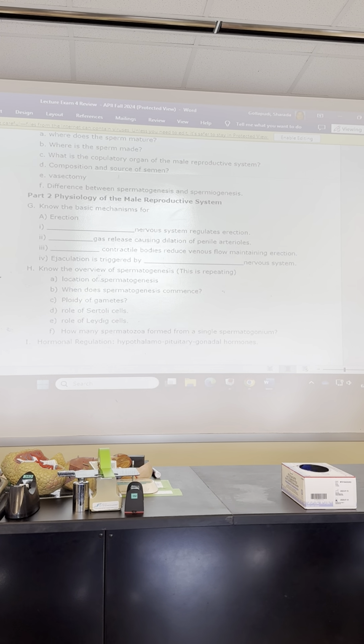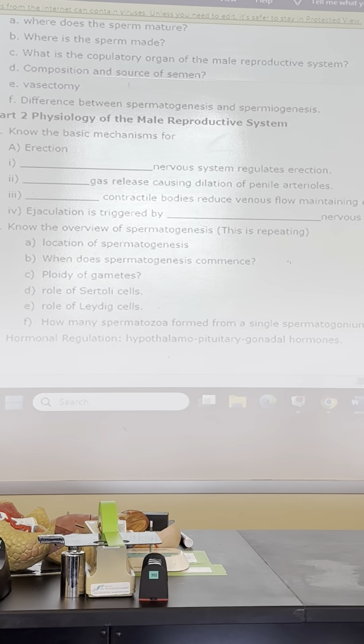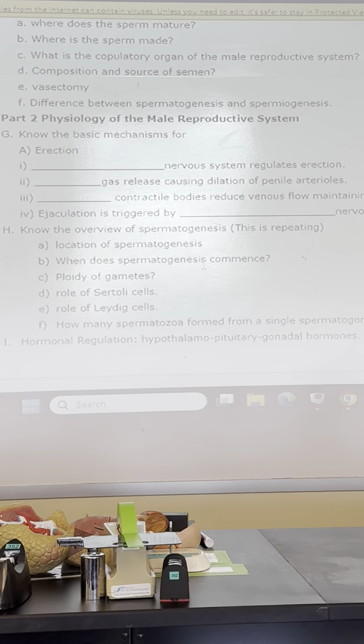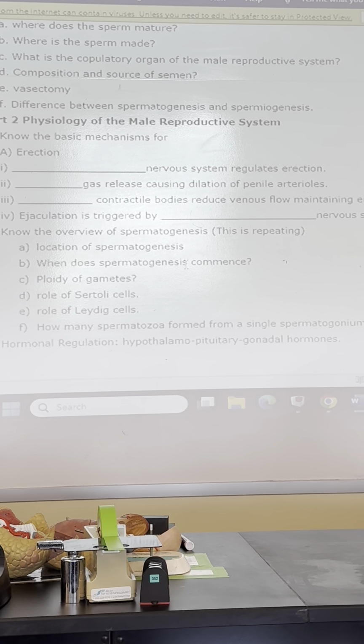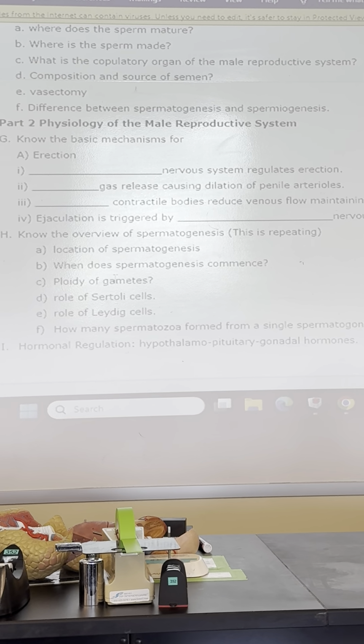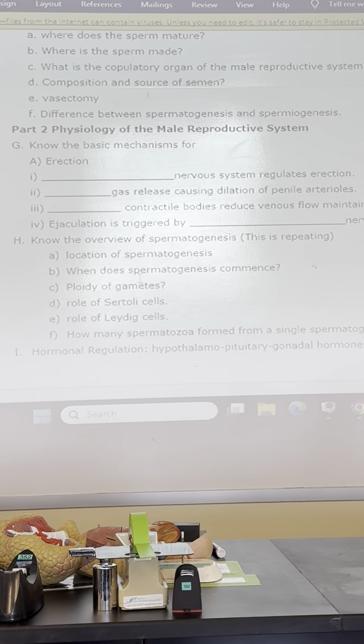Know the overview of spermatogenesis. Where is it happening? Seminiferous tubules. When does it commence? When does spermatogenesis start in males? Very good, very good. Ploidy of gametes. Haploid. Role of Sertoli cells.